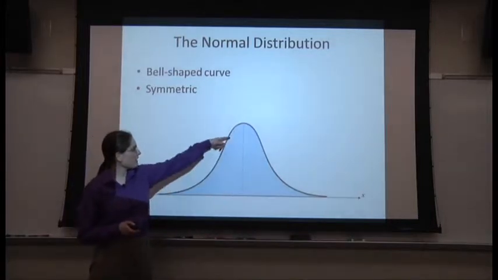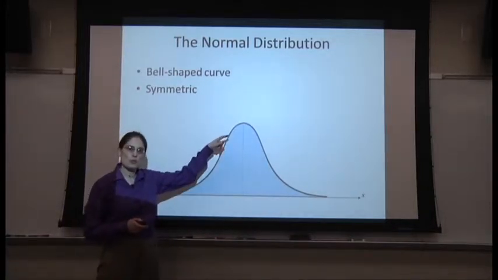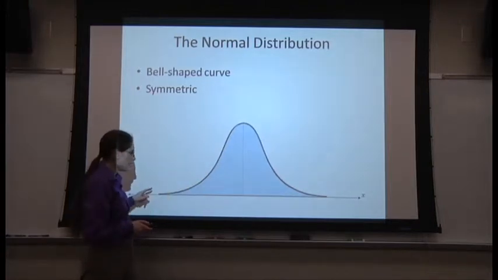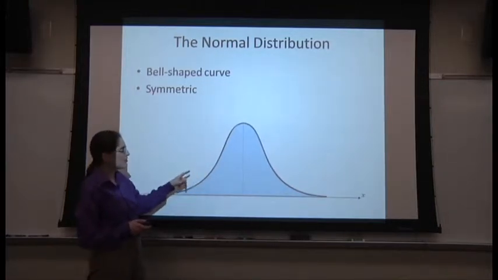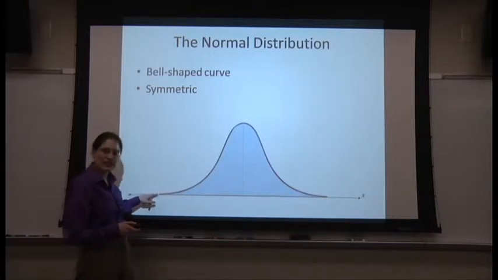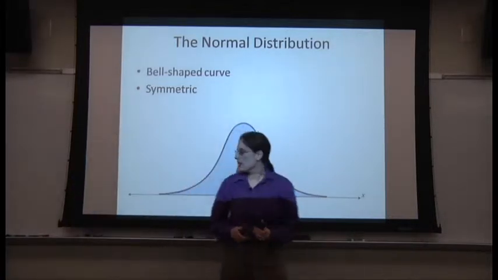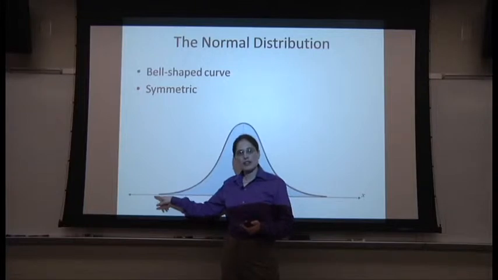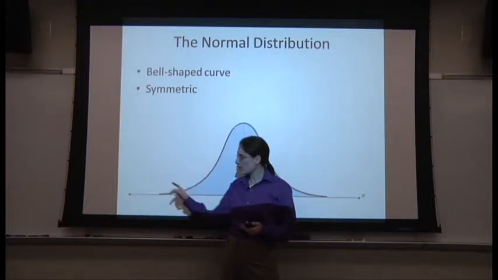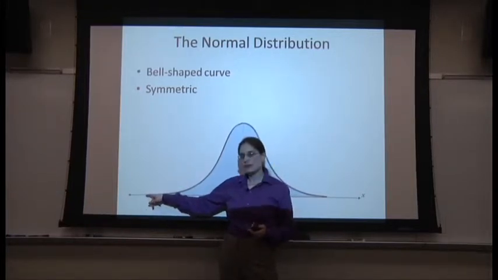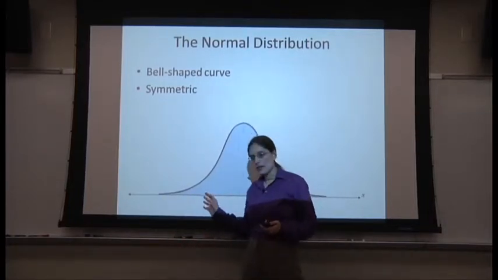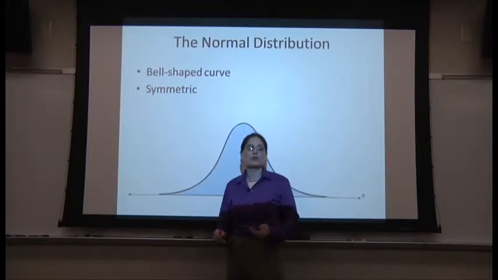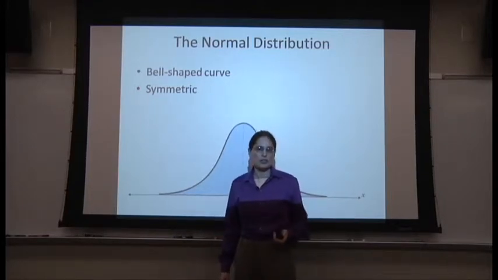So here we have a graph of the normal distribution. It's a nice, smooth, bell-shaped curve. Note this thing here, it doesn't really end. It keeps going right off the board. The curve extends out to infinity without ever touching the x-axis. Why? Because there's no real limits in the normal distribution.